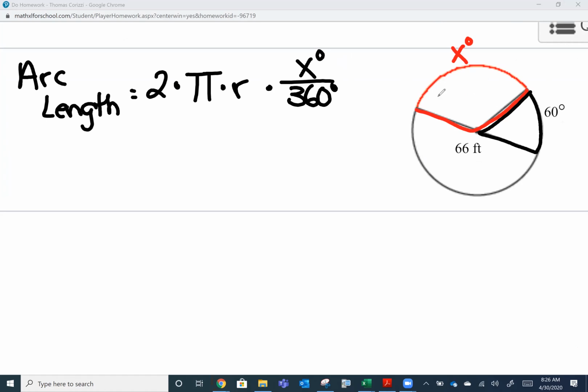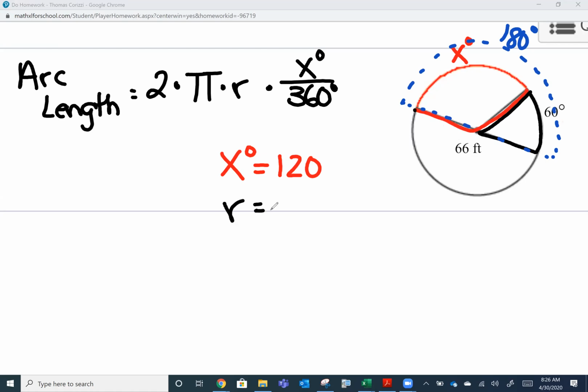These two arcs together create a semicircle, which is 180 degrees. So that makes your x degrees 120. And be careful that this 66 here is not a radius, it's a diameter. So my radius is 66 divided by 2, which is 33. If you don't know the difference between a radius and diameter, please look that up.